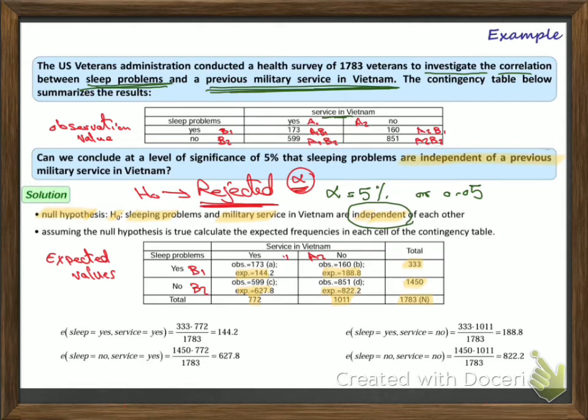This is called type 1 error. Okay, type 1 in Latin, error. So it is an error, but error of type 1. The point here is that if we assume that the null hypothesis is true, they are independent. Assuming that it's true, calculate the expected frequency in each cell.